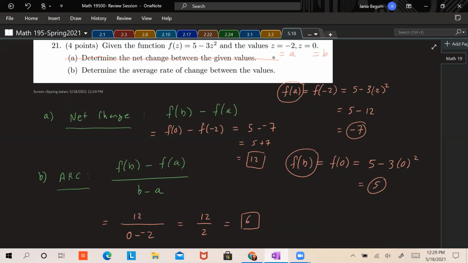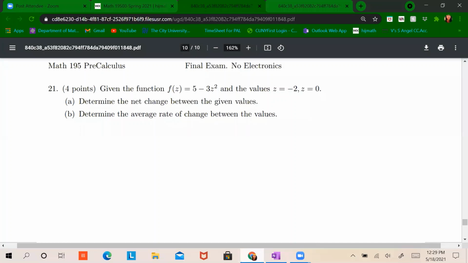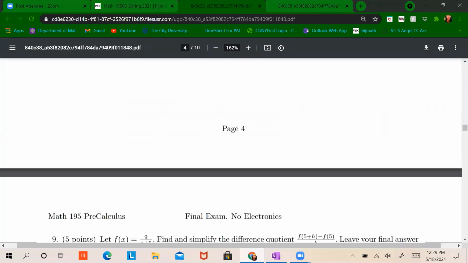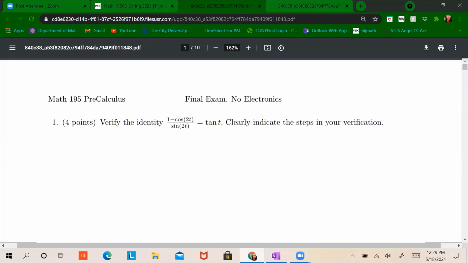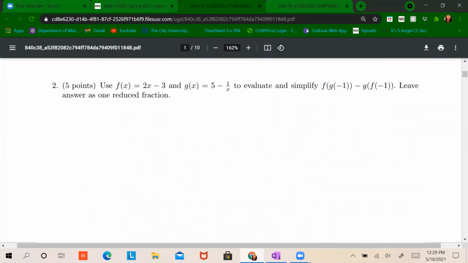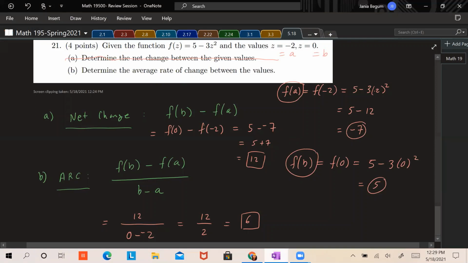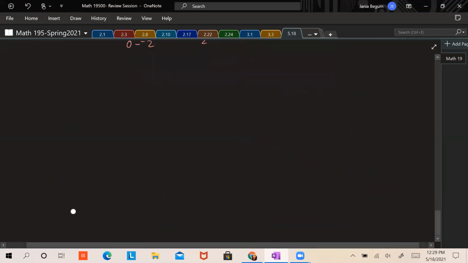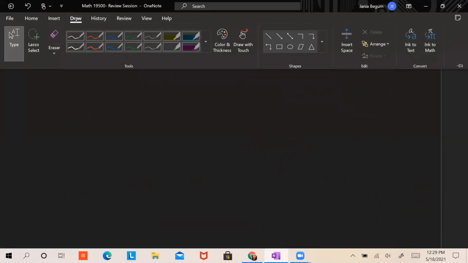So I'm going to move on to the next problem. Someone wants to see, so Mariam wants to see number 2 from spring 2019. So let's do that. So number two. This is spring 2019. Now here is number 2. So let me crop this here. So we have number 2.